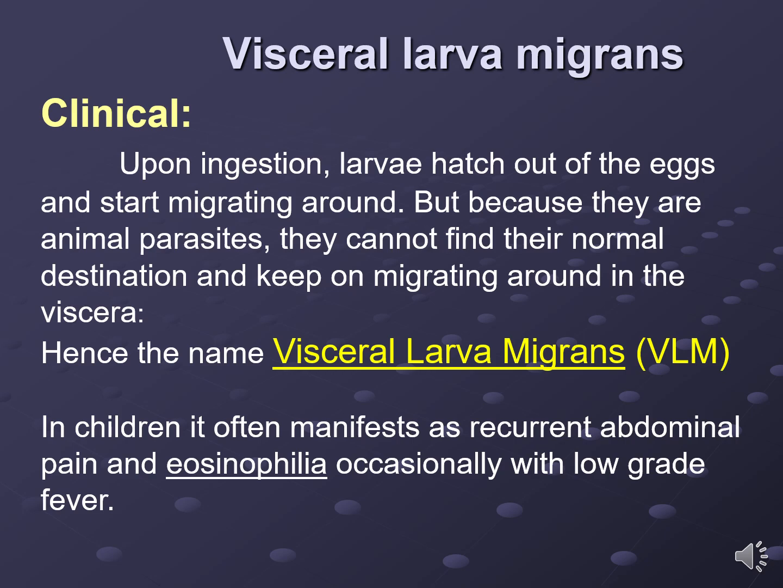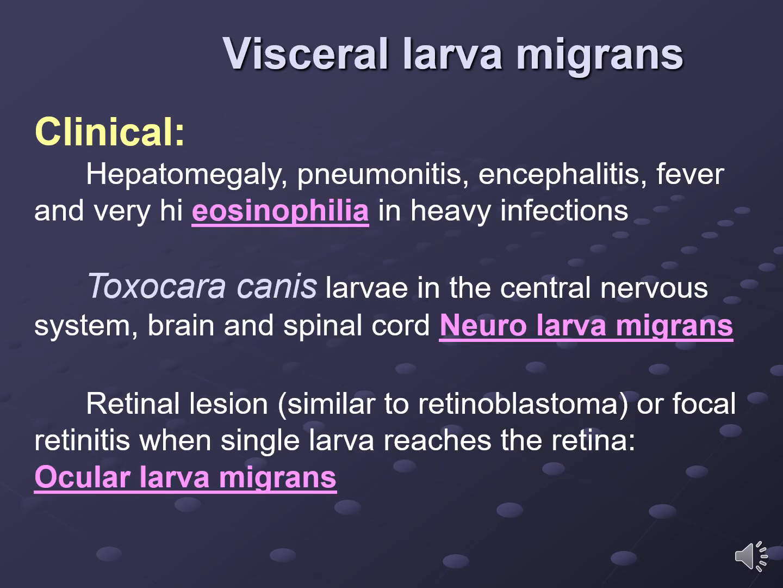the abdomen, but because they are animal parasites, they cannot find their normal destination and keep on migrating around in the viscera, hence the name visceral larva migrans, associated with eosinophilia. Why the high eosinophilia? Because the larvae are migrating and they are face to face with the immune system, and the immune system reads them and produces a lot of eosinophils, which help in killing the parasite as well. Okay, so eosinophilia is an important feature.